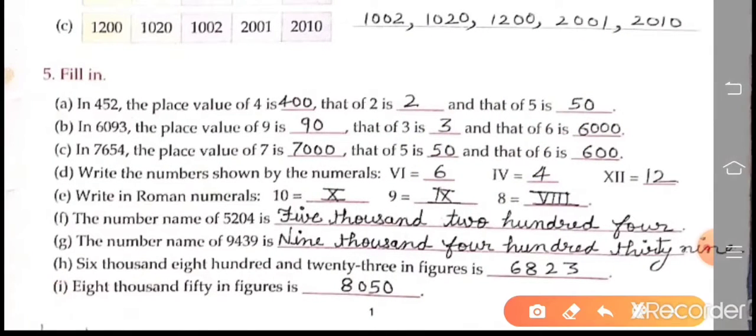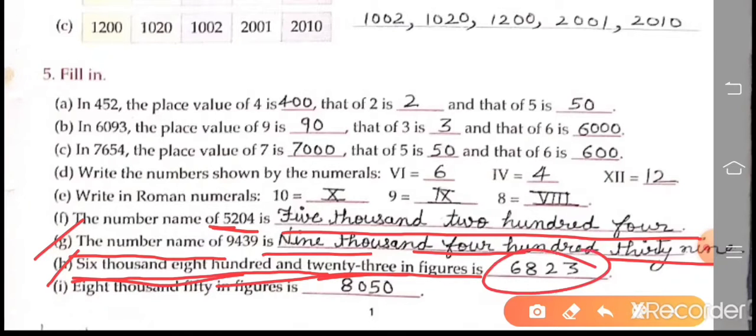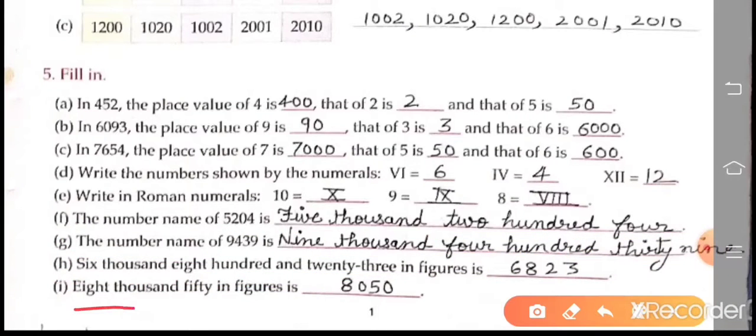Okay, now F part, the number name of 5204. We have to write the number name, so write 5204. G part, the number name of 9439, so write here 9439. G part, 6823 in figures. Number names are written here, we have to write in figures, so 6823. 8050, in figures 8050.